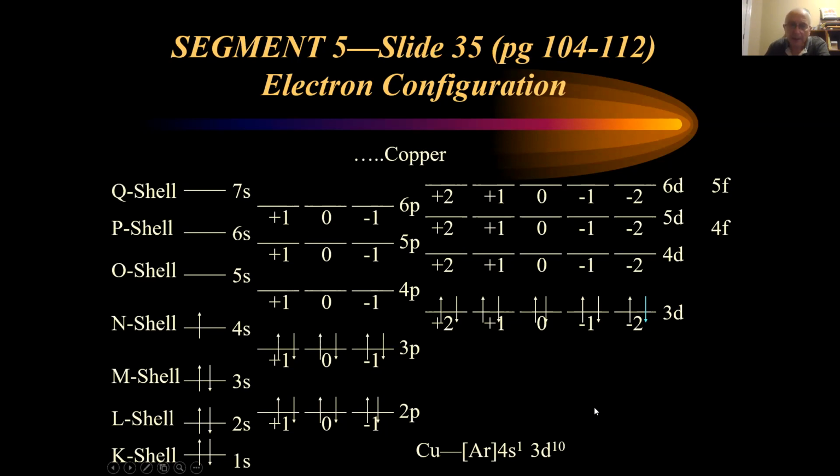Okay. And then this is what we observe. Now, we've got a half filled and we've got a filled shell. And that is better than the configuration of having the 4s full and the 3d with one vacancy in it.